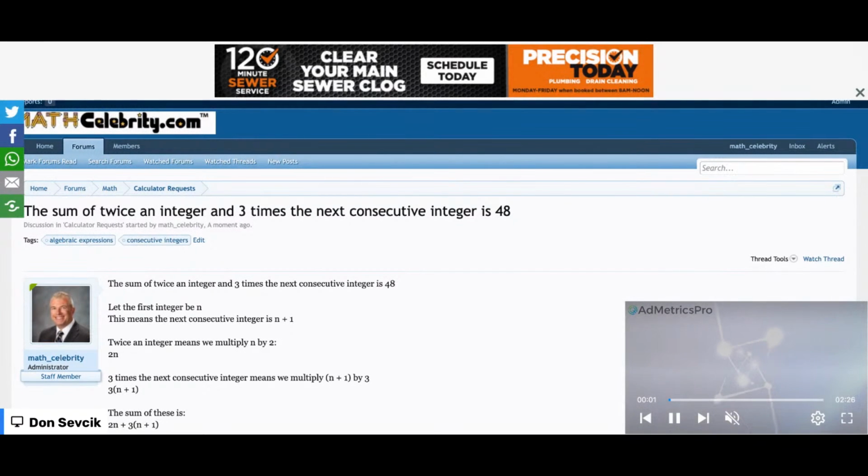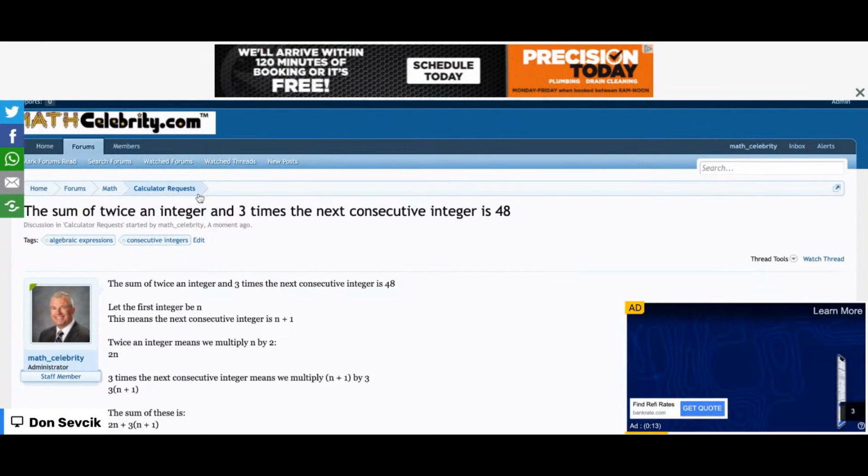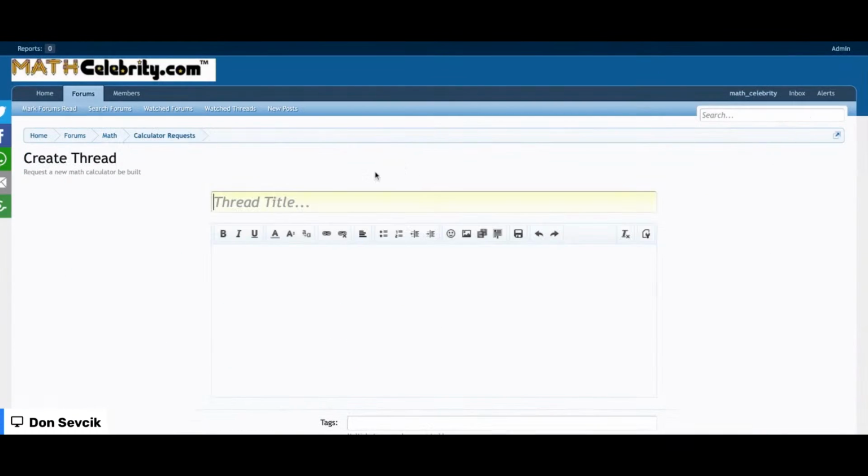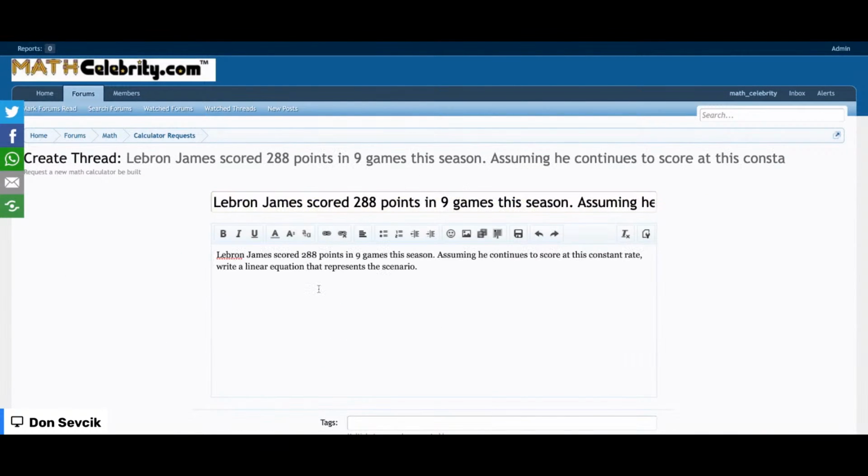All right, next. Let's see what we got here. LeBron James scored 288 points in 9 games this season. Assuming he continues to score at this constant rate, write a linear equation that represents the scenario. So 288 points divided by 9 games. Let's see what that is.